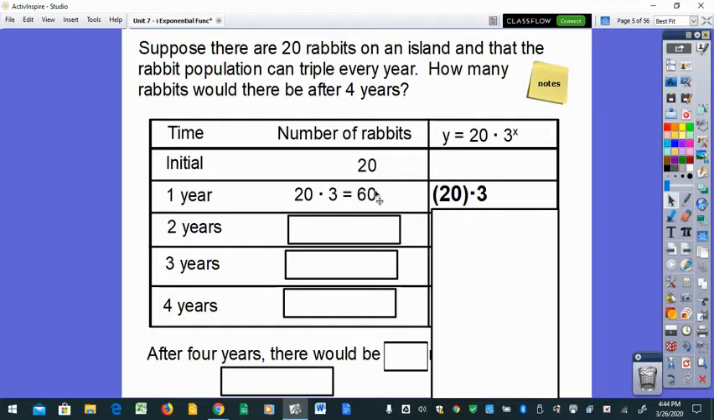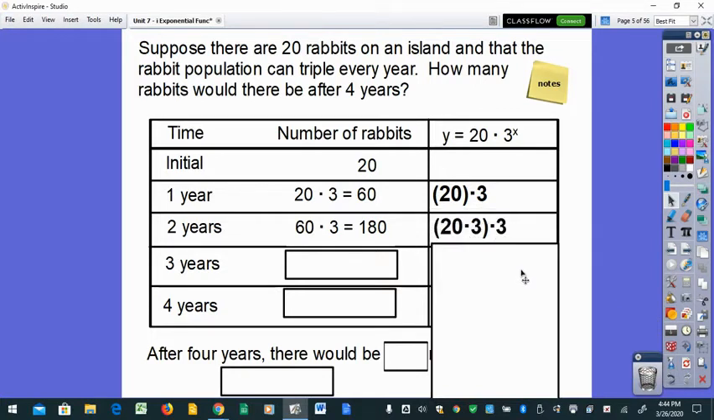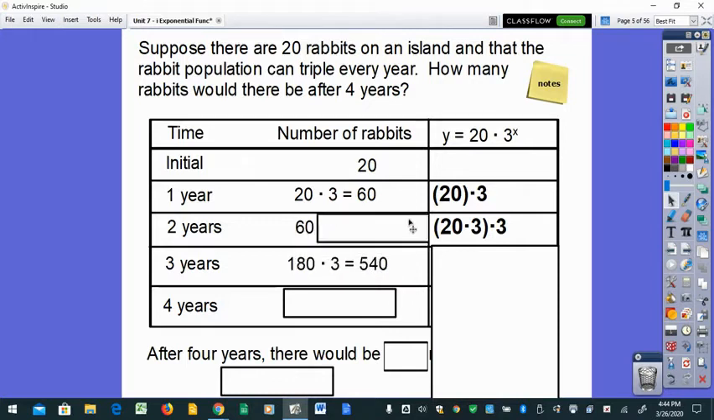Now that new population of rabbits the next year would triple again. So the 60 times 3 would be 180. So if you took that initial population times 3 and then tripled it again, we would get 180. Now that 180 is going to be multiplied by 3. So after 3 years, there'd be 540.